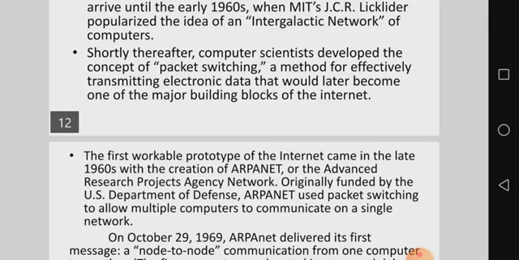So we discussed, we saw a term called TCP/IP. So TCP/IP uses the packet switching technique for transferring data. Again, we'll come back to this packet switching.